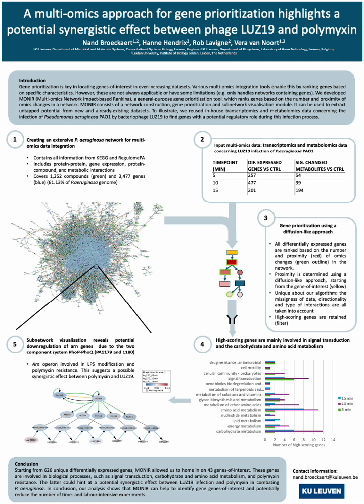So in our tool, proximity is determined using a diffusion-like approach starting from the gene of interest, which is the yellow one. So you can see that the color red is much more intense next to the yellow node, so they're closer, and it is much fainter when you move away from the yellow node in the network. The unique thing about our algorithm is that to calculate this proximity, also the missingness of data, the directionality, and the type of interaction are all taken into account.